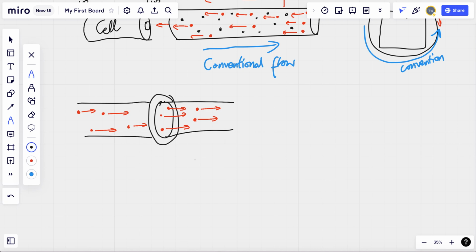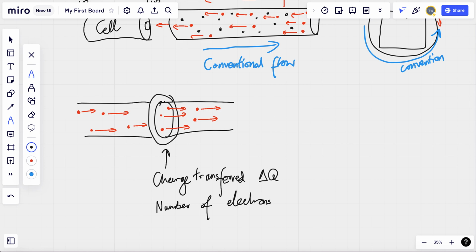Now, the charge transferred at this point, which I call change in Q, is literally the number of electrons that have passed through. All we do is take our electron charge, which we know is 1.6 times 10 to the minus 19, and multiply that by the number that have passed through. So that gives me my Q.